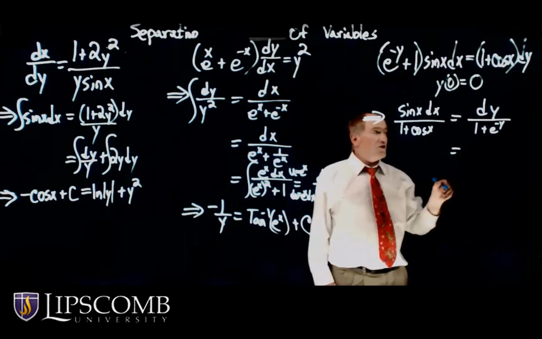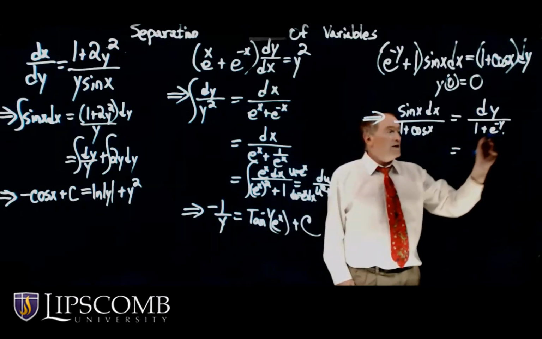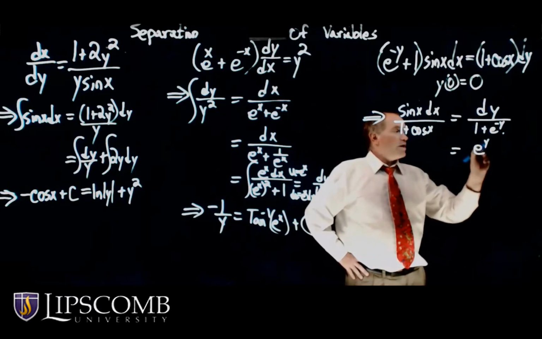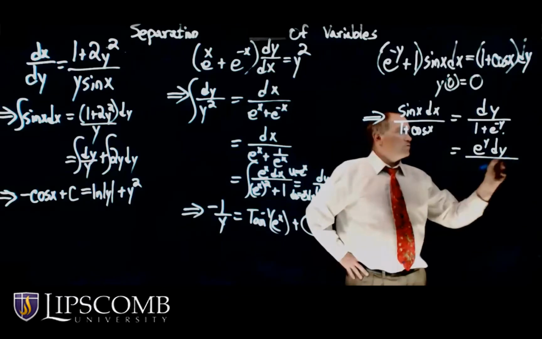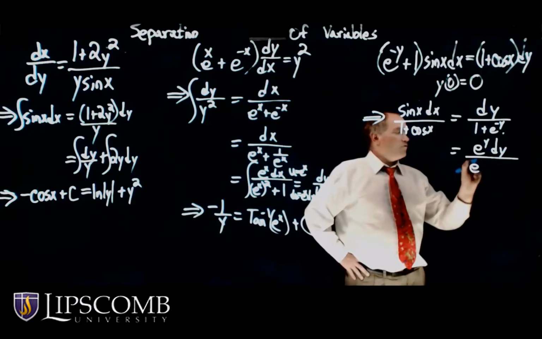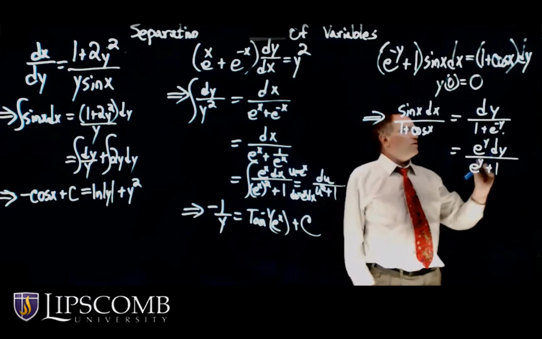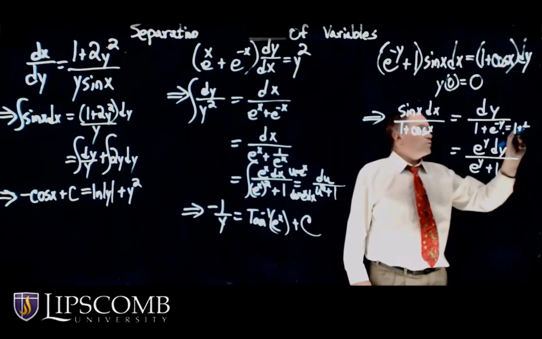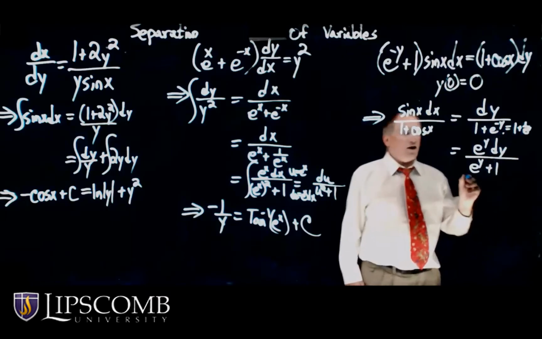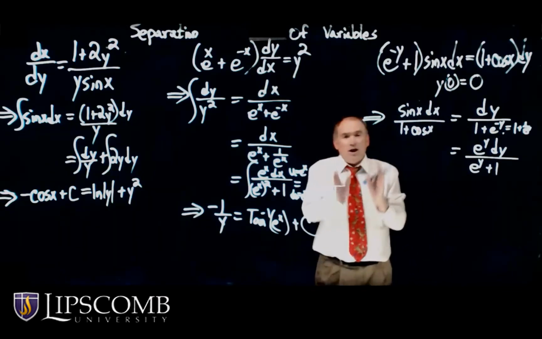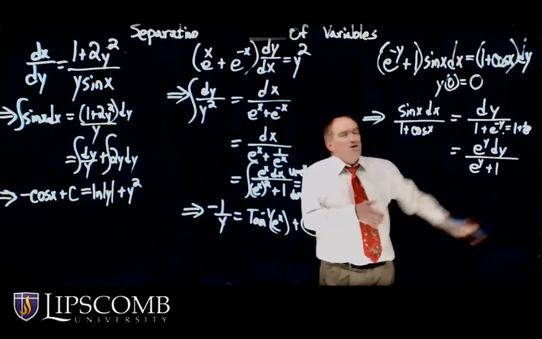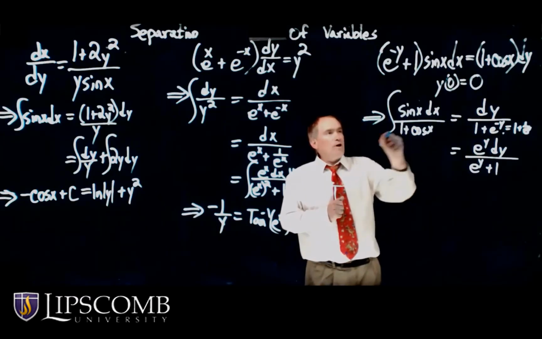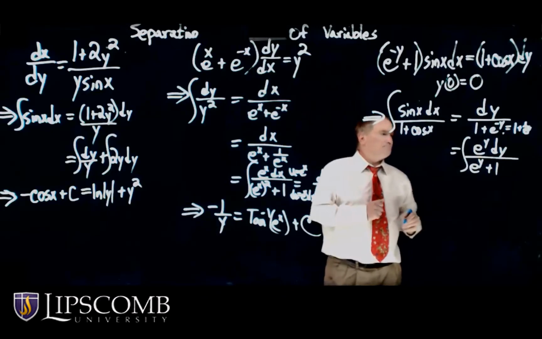of course I'm going to do the same thing that I just did over here with the e to the y, so that would be e to the y dy over e to the y plus 1. Again, all I did was make this 1 plus 1 over e to the y, and then I get a common denominator, and the denominator of the denominator comes up on top. Now, let's integrate both sides.